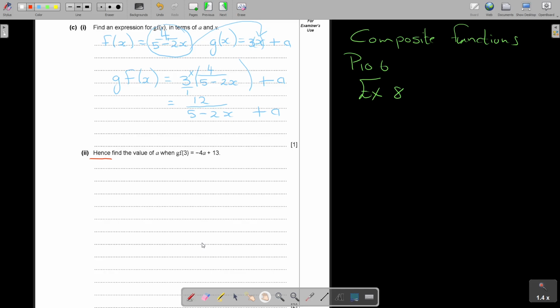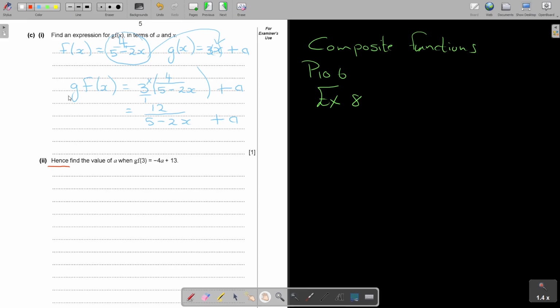Find the value of a when GF. Now you already have GF. Do you see? I just want to underline. You already have GF. But now in the place of x, they just put a 3. So you can start by saying GF3.